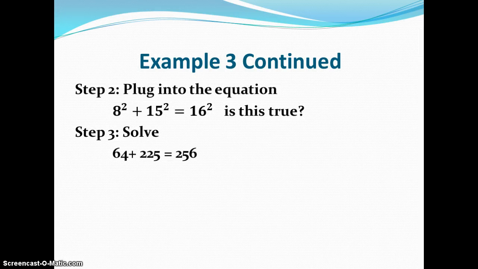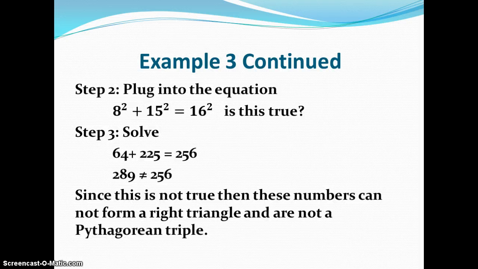So 8 squared equals 64, plus 15 squared equals 225, equals 16 squared equals 256. And then when we add 64 and 225, we get 289, which does not equal 256. So since this is not true, then these numbers cannot form a right triangle and are not a Pythagorean triple.